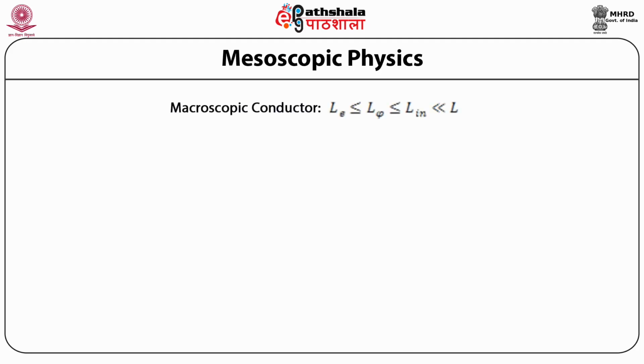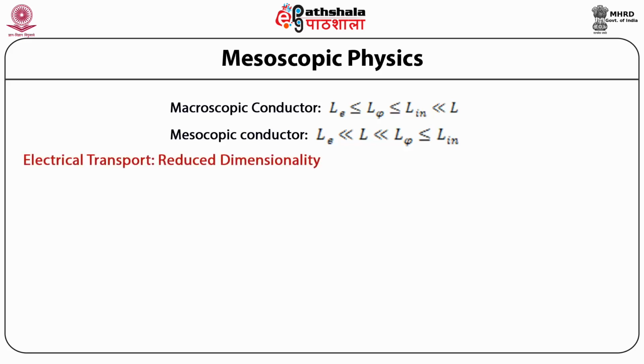So a macroscopic conductor is the one when we have Le less than or equal to L phi, less than or equal to Ln, and very much less than L. And if we have the mesoscopic conductor, Le is very much less than L, very much less than L phi, and less than or equal to Ln, where L phi, Le and Ln are the phase coherence length, mean free path between elastic scattering length, and the distance traveled by the electron after losing energy kT respectively.